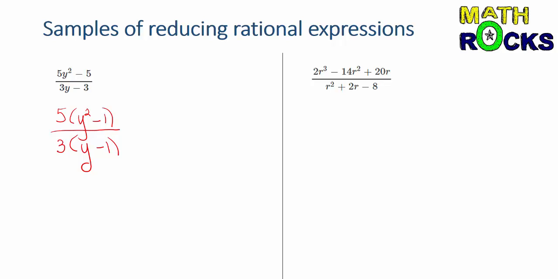Now I do notice that on the top, y squared minus 1 can continue to be factored because that is a difference of squares. So let's bring down what I have so far, the 5. Now I'm going to factor the y squared minus 1. Well, being a difference of squares, I know that I'm going to take the square root of y squared and the square root of 1, and put them in the beginning and the end of the parentheses. One parenthesis must be positive and one must be negative, so addition and subtraction. Now the numerator is completely factored.